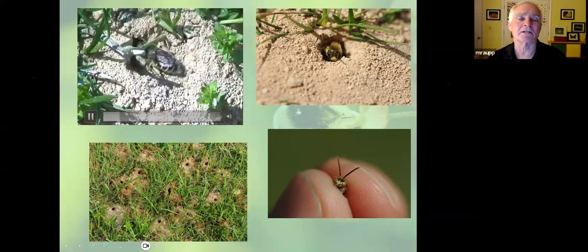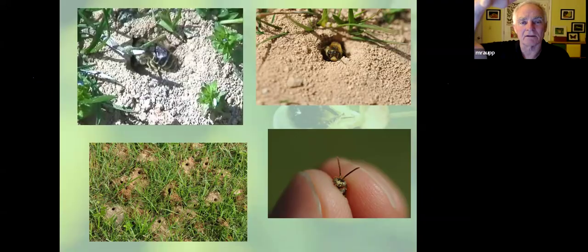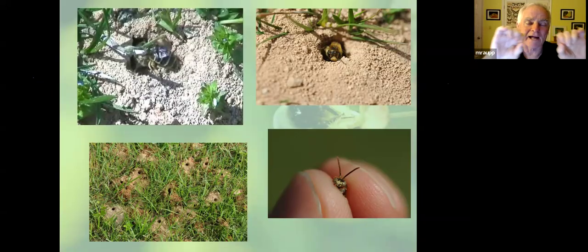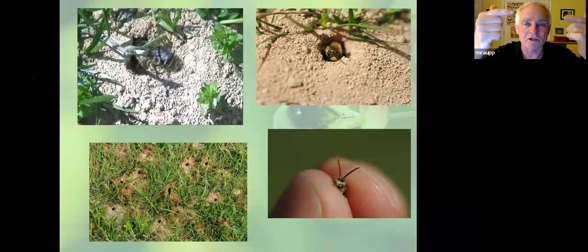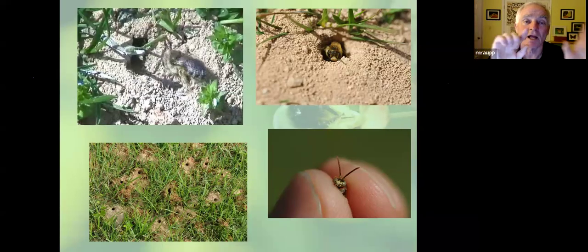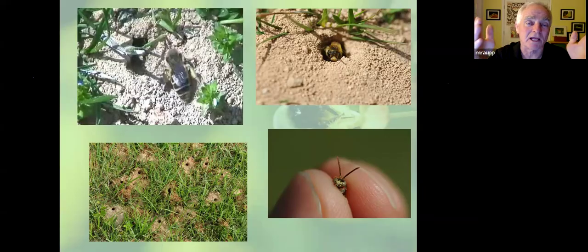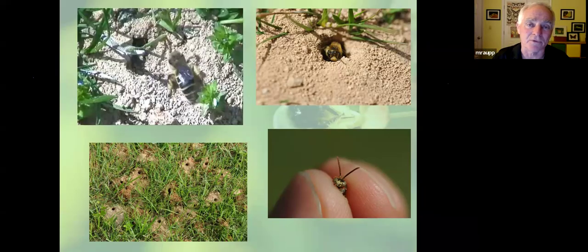Now, what this bee does is it digs a gallery down in the ground, maybe 18 inches deep. It then builds little lateral chambers. It provisions those chambers with pollen, lays eggs in those chambers, and the bee babies develop underground. Okay. In my yard, this is what part of my colony looks like.